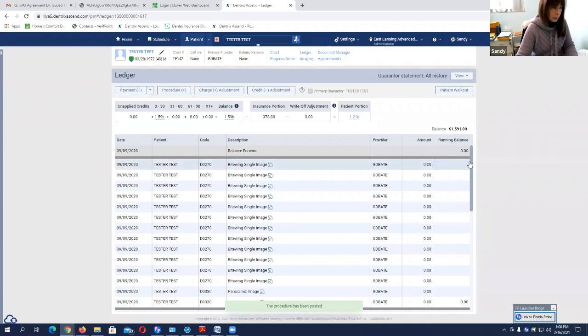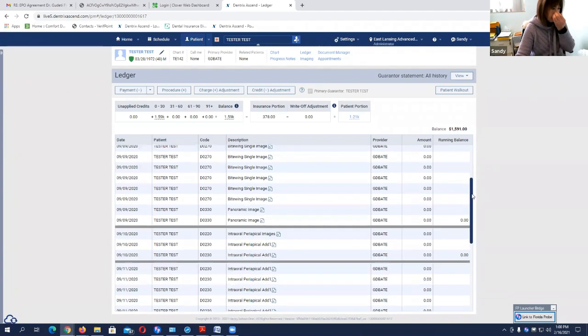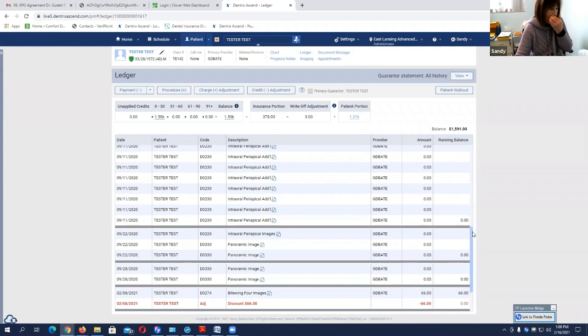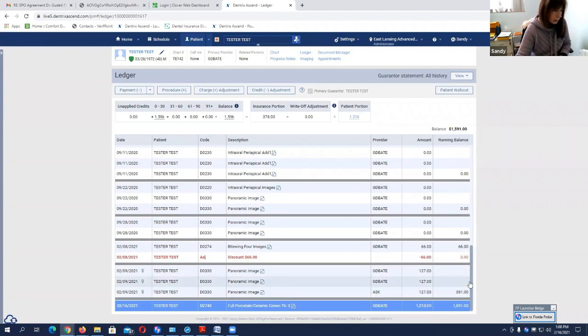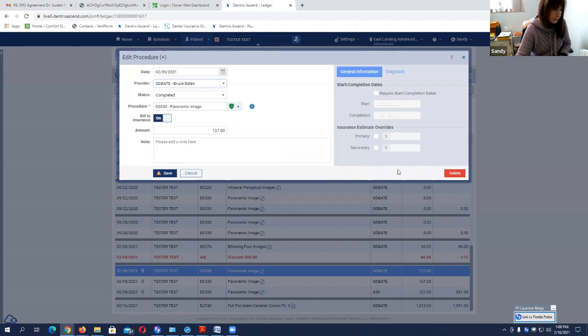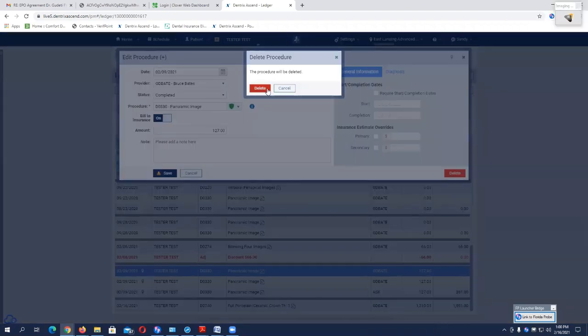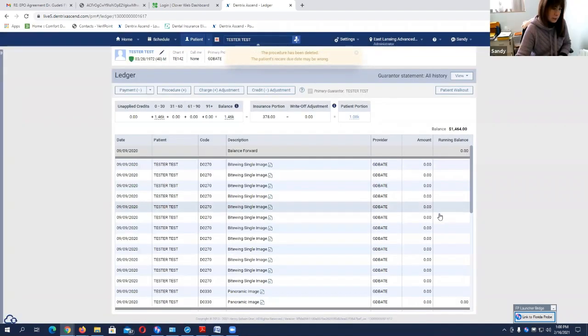Okay, so the patient owes $1,591, it looks like, which I need to get rid of all these other fees. If they practice on this, they need to clean them up. Okay, but just for the sake of argument, the patient owes $1,464, this fake patient.